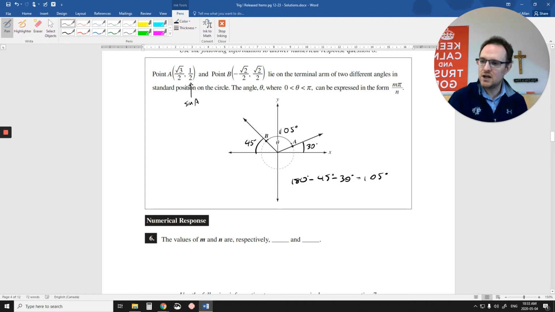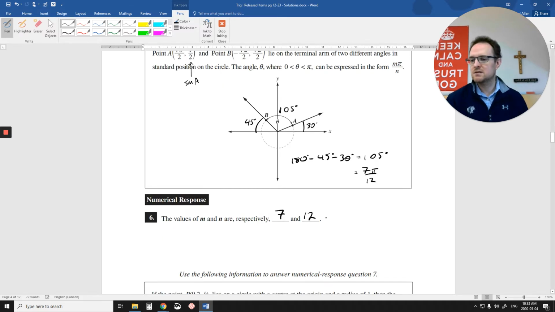Then I'm just going to change that into radians. I'm going to divide it by 180. Math, enter. Get 7 pi over 12. Okay, so that means 7 on the top, and n is 12. So 12 on the bottom. So 7 and 1 and 2.